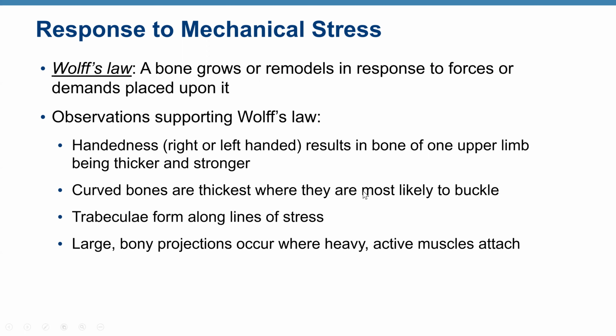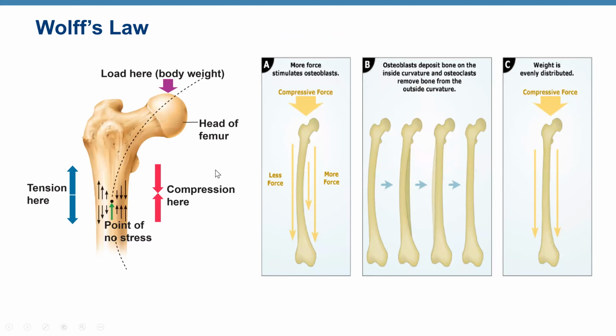That's where we have this mechanical force. Trabeculae of spongy bone form along lines of stress, and large bony projections occur where heavy active muscles attach to the bone. So those are all observations that support Wolff's law. And Wolff's law explains why we deposit more bony matrix in the area where we have more stress.